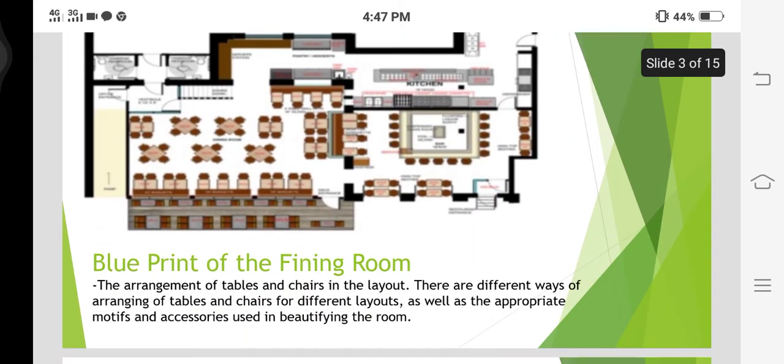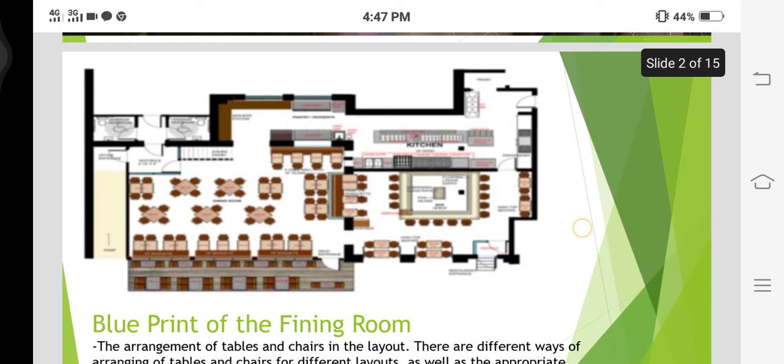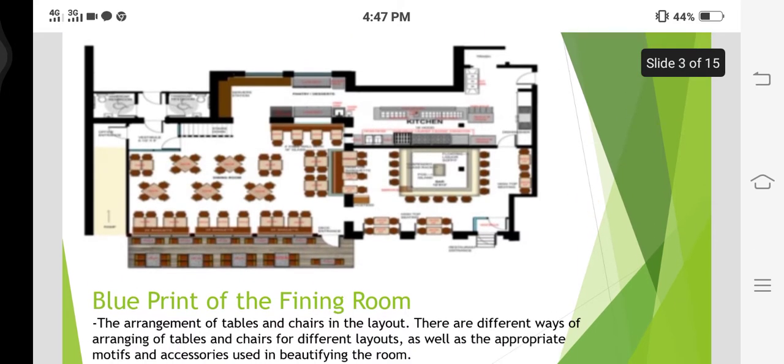Next is blueprint of the dining room. The arrangement of the tables and chairs in the layout. There are different ways of arranging tables and chairs for different layouts, as well as the appropriate motifs and accessories used in beautifying the room. So as you can see here, there are arrangements of the tables and chairs.